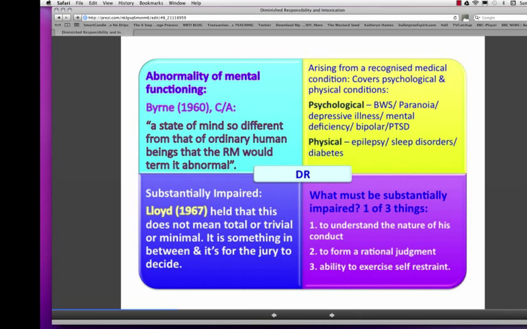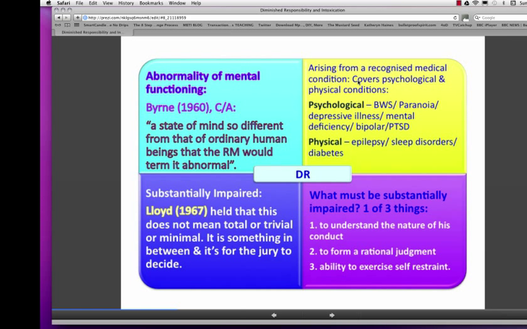Okay, here is the diagram that you also saw in that first presentation. Just to remind you again, abnormality of mental functioning according to Byrne 1960: a state of mind so different from that of ordinary human beings that the reasonable man would term it abnormal. Those conditions can either be psychological or physical. They must be from a recognised medical condition though.